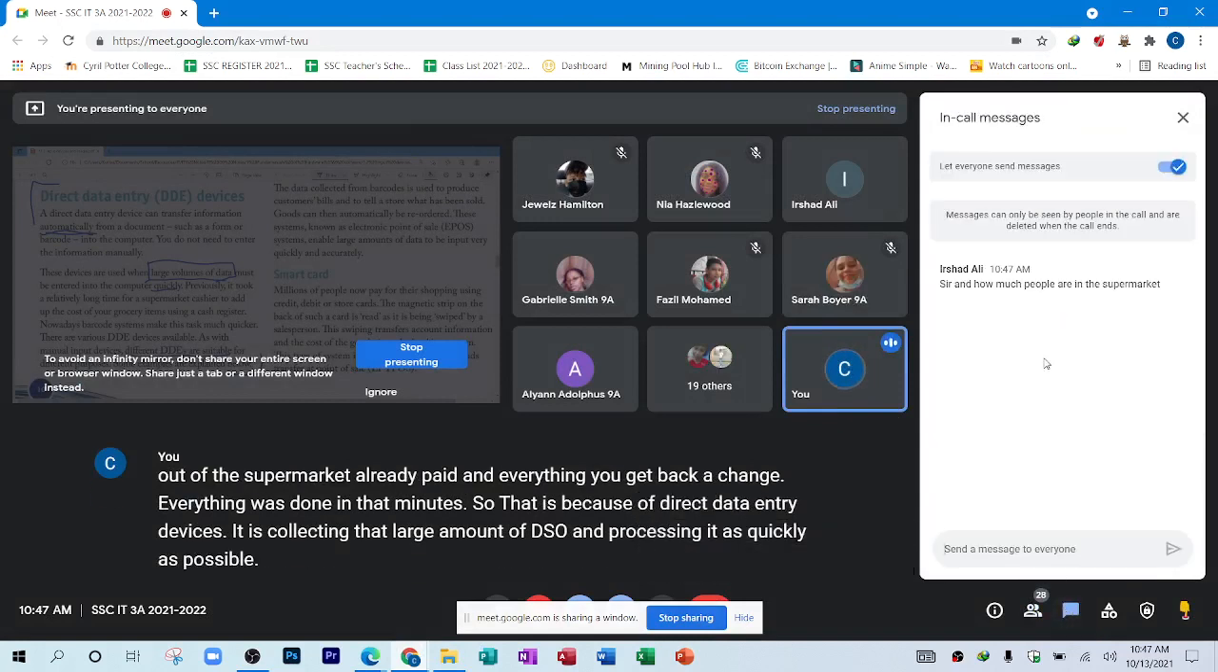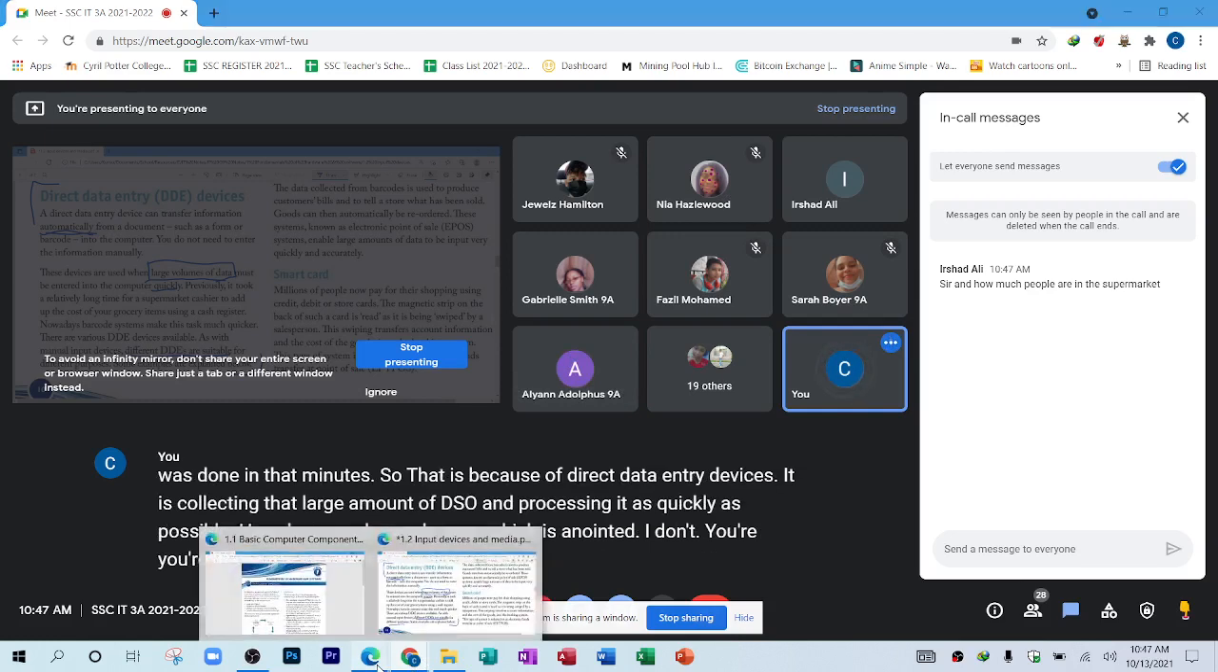How much do people earn in the supermarket? You're at the cashier. That's what I was talking about.